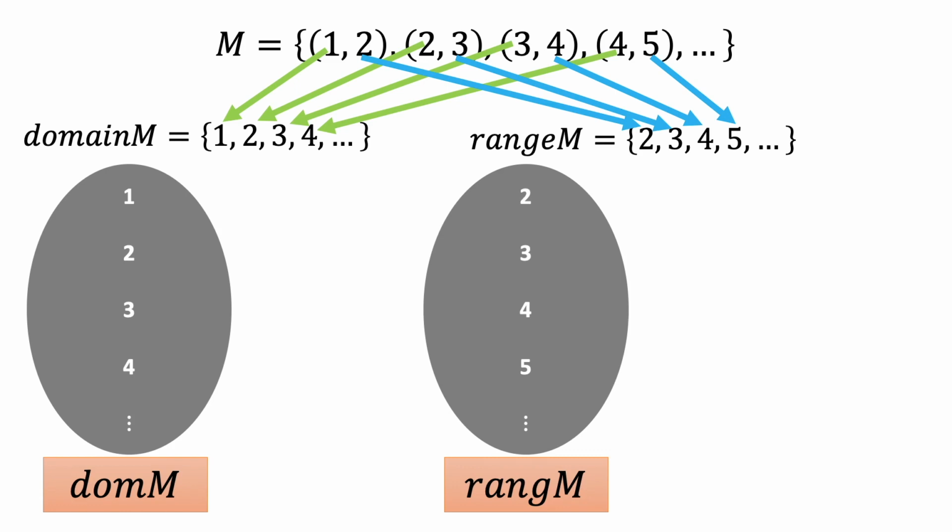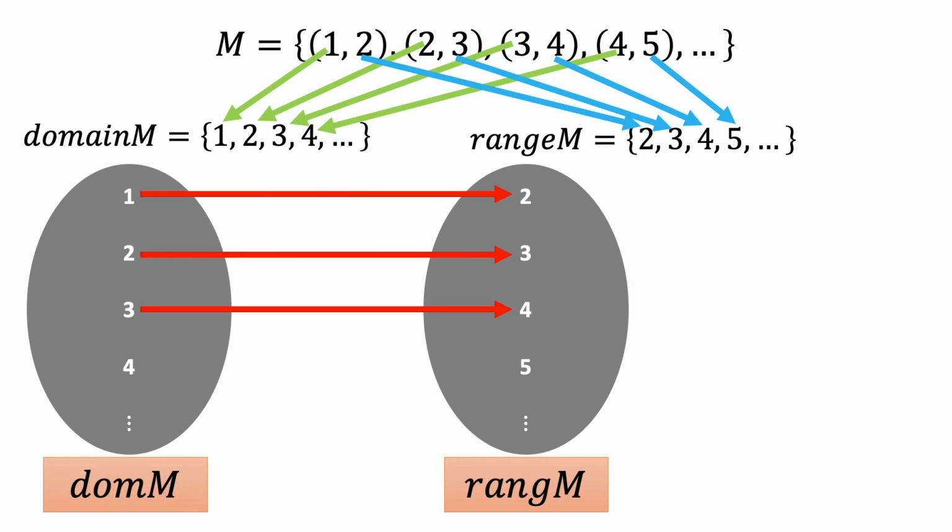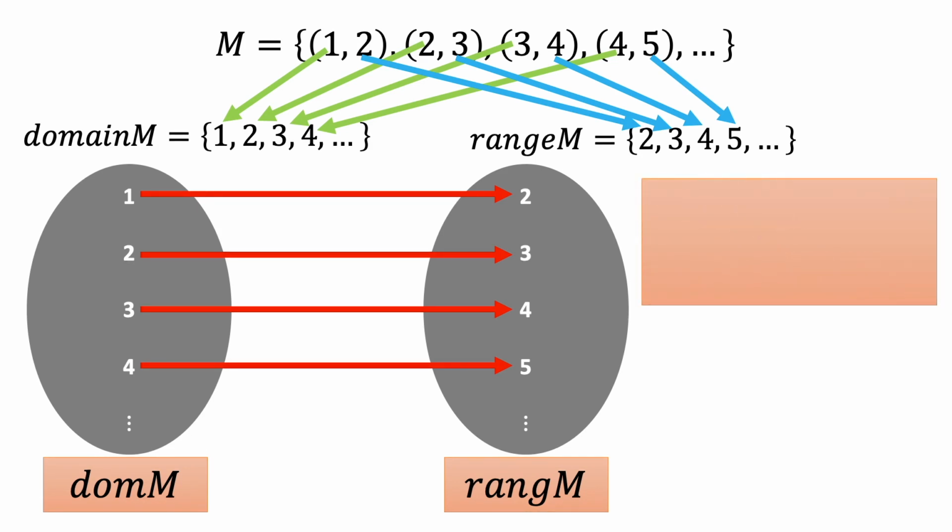Now, the arrow diagram means that we need to map every input in every ordered pair in set M to its output. Hence, input 1 is mapped to output 2, input 2 is mapped to output 3, input 3 is mapped to output 4, and input 4 is mapped to output 5. We will use the arrow diagram to make a conclusion about set M, if it is a function.